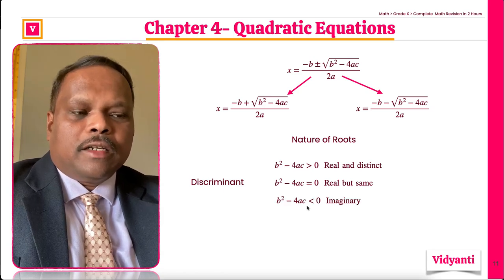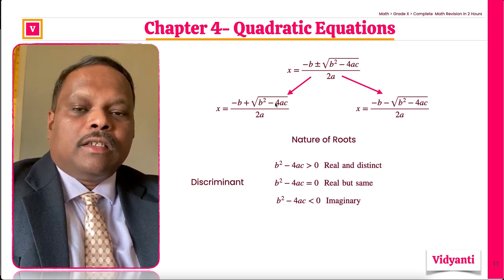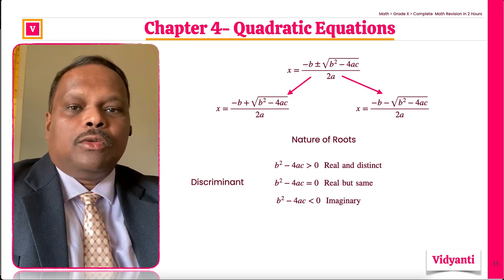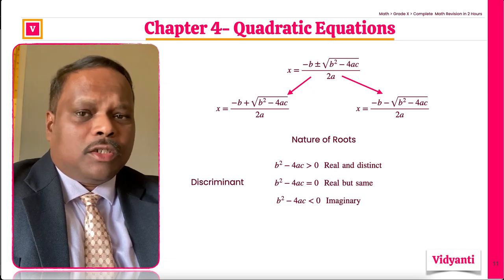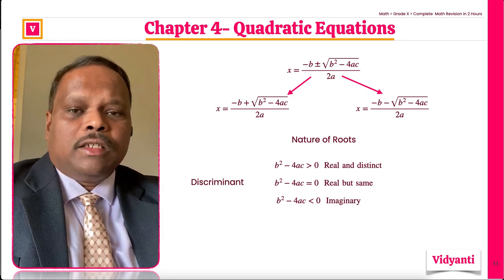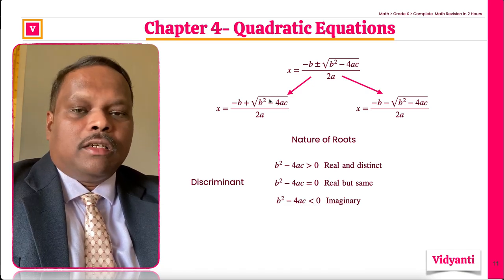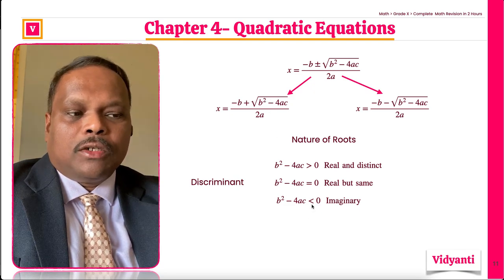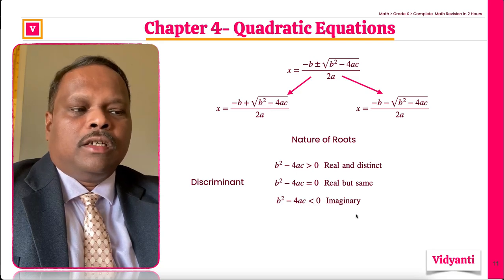And the last case is interesting. If b square minus 4ac is less than 0, that means under square root you have a negative value. Then in that case, you will be unable to calculate the square root of a negative number unless you go into complex numbers, which are not for you at this stage. They will be some time later. But you will get imaginary or complex roots, and that will be the nature of the roots. That happens because if you have less than 0 under square root, you will get an imaginary number. That's why the roots will be imaginary.